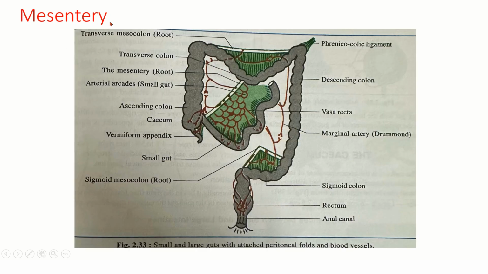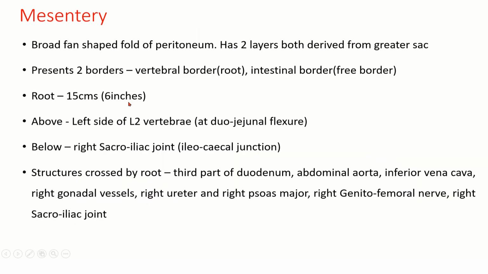So now we'll deal with the mesentery. Here you can see the mesentery. This is the mesentery, this is the transverse mesocolon, and this is the sigmoid colon. So mesentery is a broad fan-shaped fold of peritoneum. It has two layers, both derived from the greater sac. It presents two borders, the vertebral border and the intestinal border.